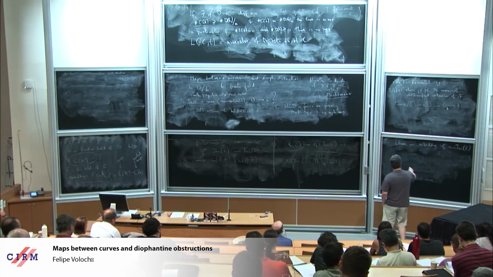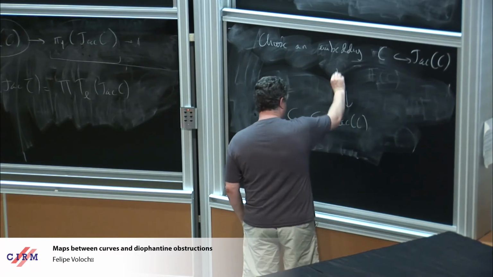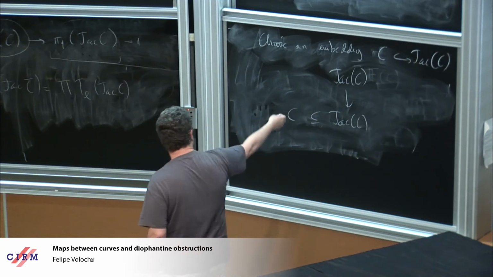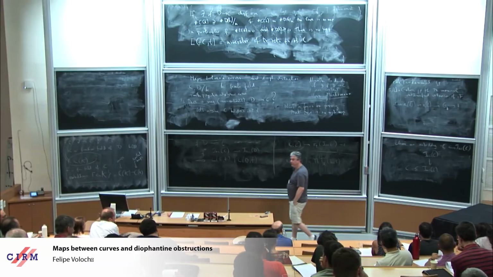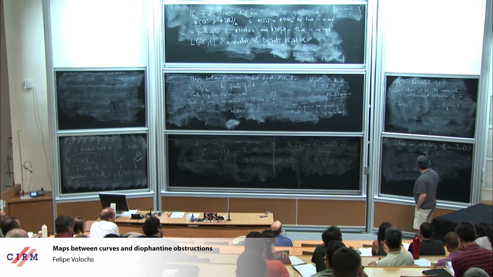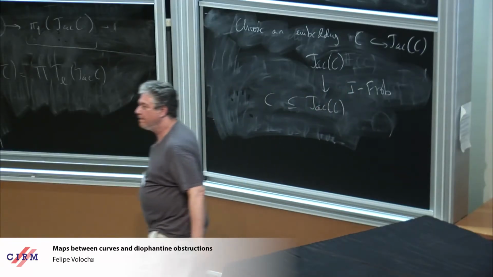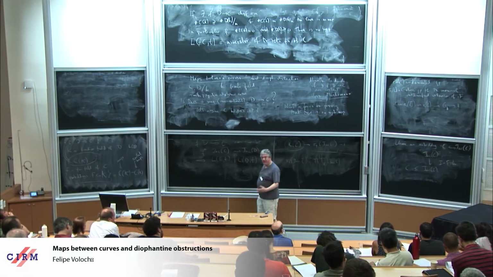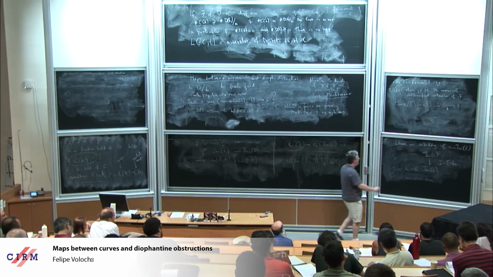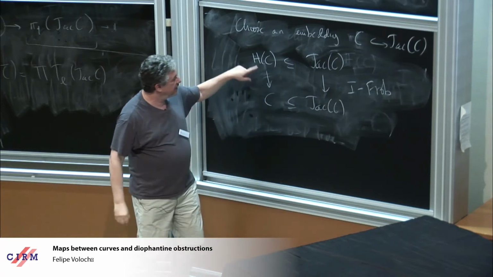Okay. Now I have C inside of the Jacobian. I want to take a cover of the Jacobian, which I can get, for example, by taking an isogeny from the Jacobian to itself, and then I can pull back. So I want to choose one nice isogeny. I'm going to choose identity minus Frobenius. That's an isogeny. The kernel of this isogeny is the rational points of the Jacobian. And I get a curve here, which is the pre-image of C under this map.